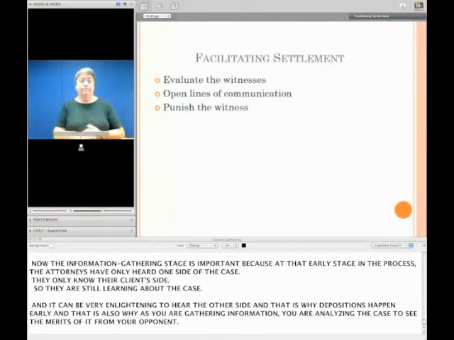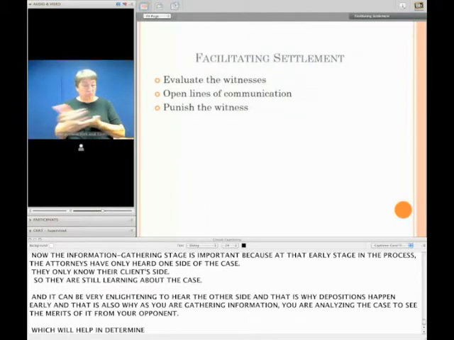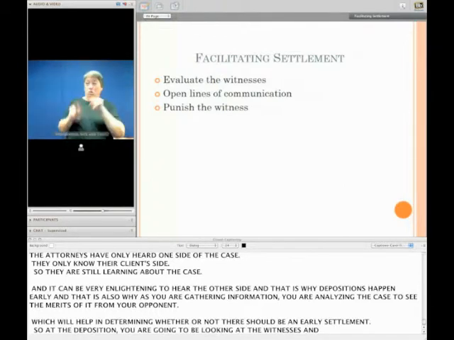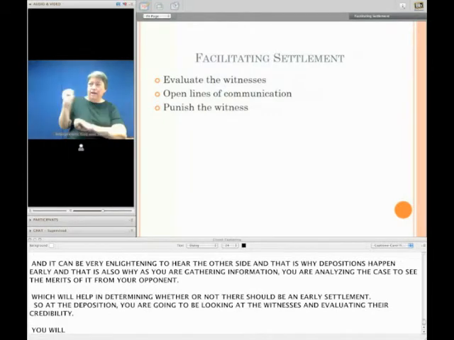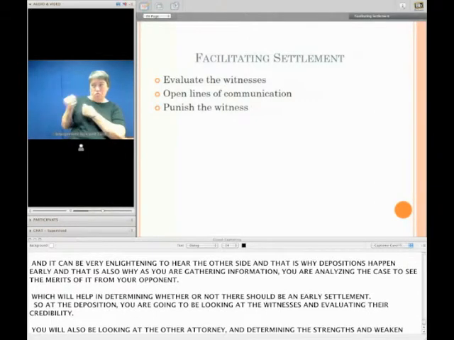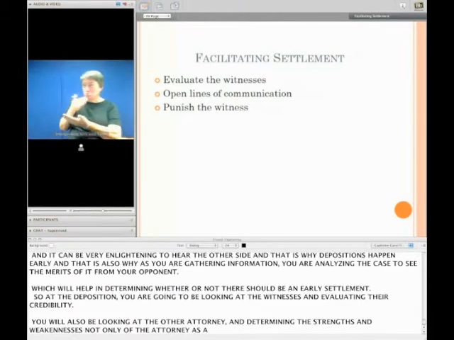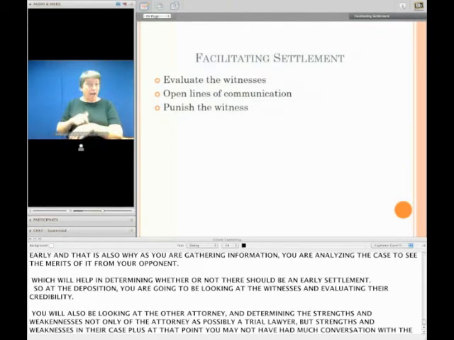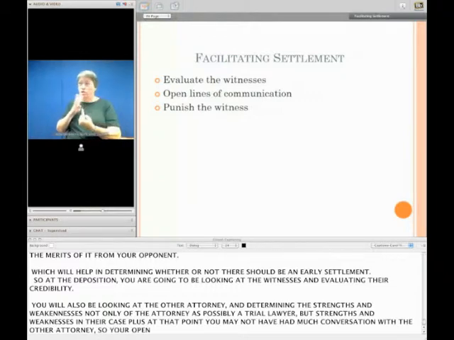Which will help in determining whether or not there should be an early settlement. So at the deposition, you're going to be looking at the witnesses and evaluating their credibility. You'll also be looking at the other attorney and determining the strengths and weaknesses of not only the attorney as a lawyer, potentially a trial lawyer, but also the strengths and weaknesses of their case. Plus, at that point, you may not have had much conversation with the other attorney, so you're opening lines of communication and developing a rapport.